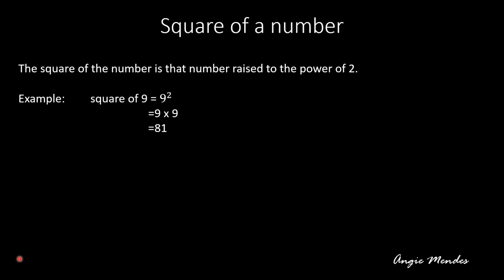Let's take another example. What is the square of 3? Square of 3 is 3 raised to the power of 2. This means 3 is multiplied by itself 2 times and we get 9. So the square of a number is that number raised to the power of 2.